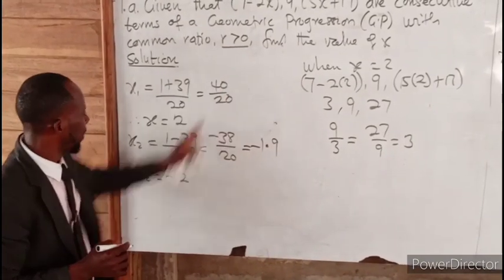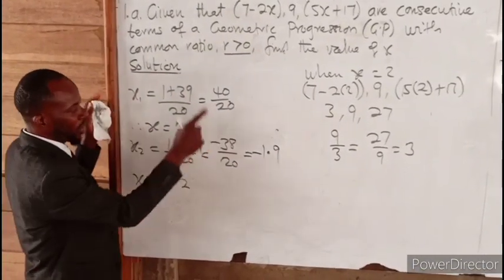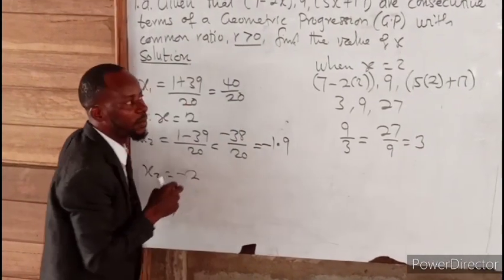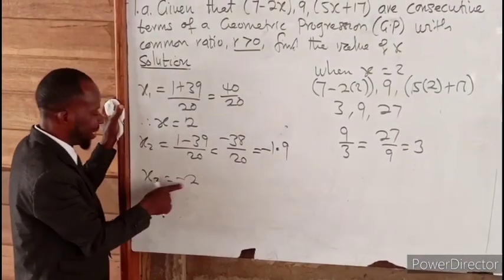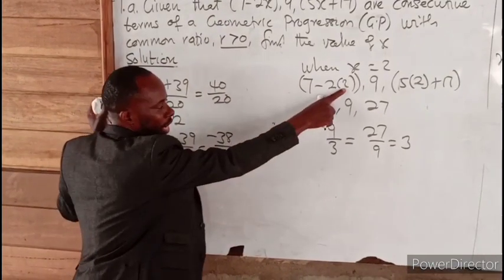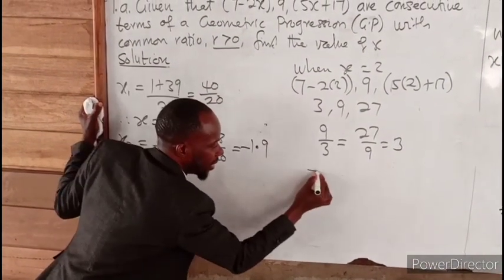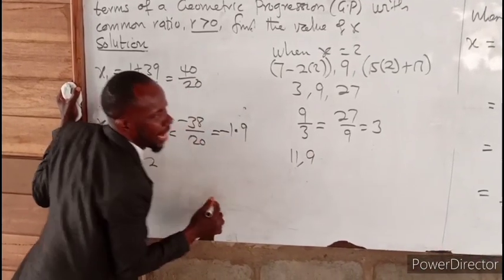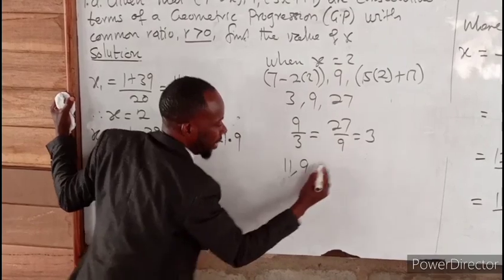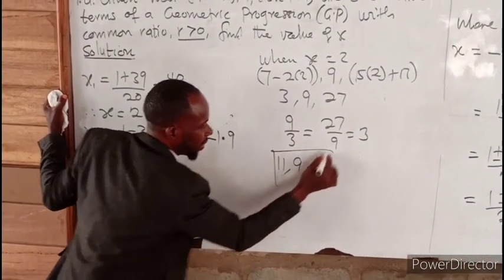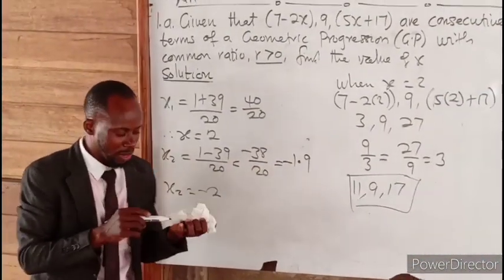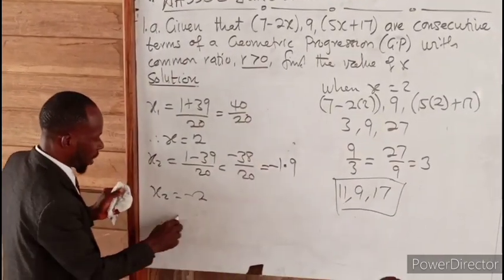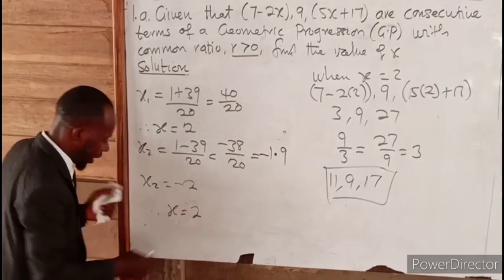So in this case, when x is positive 2, as I'm seeing here, my common ratio will be positive. What do you think will happen when x is negative 2? Negative 2 here will give us 4. So we're having 7 plus 4, I believe I'll get 11, 9, minus 10 from this, minus 17. So this cannot be a geometric progression. So we say that, therefore, the x we are looking for is 2.